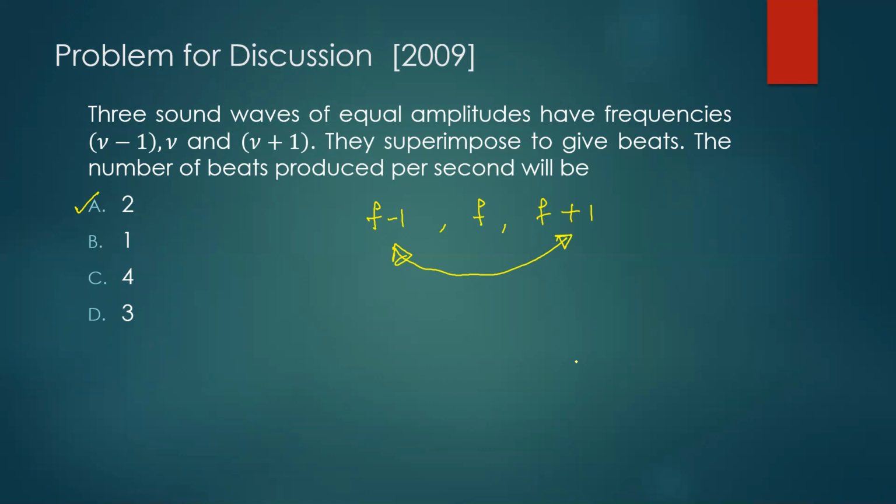Okay, so that is 3 beats per second. So let's say if one guitar string has 440 hertz and the other is 443 hertz, then the beat frequency will be 3.